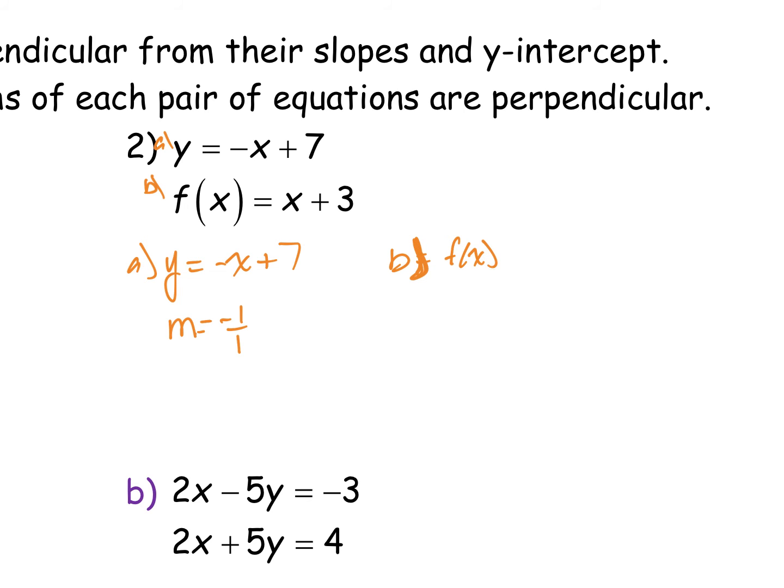B is f of x equals x plus 3. What's my slope? 1 over 1. Are they negative reciprocals of each other? Yeah, they're reciprocals of each other because 1 and 1 flipped is 1 over 1. And one's negative, one's positive, so this one is perpendicular. Okay? Questions?